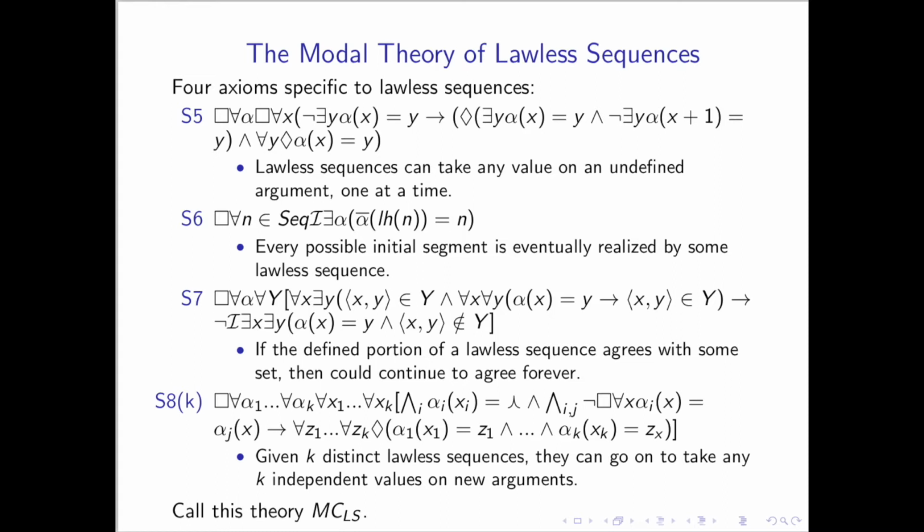S7 is, again, a bit of a mouthful, but informally it just says that if the defined portion of a lawless sequence agrees with a set or the graph of a relation, then it's not inevitable that it will ever disagree with it. So you can't use sets to draw a line through the space of lawless sequences.